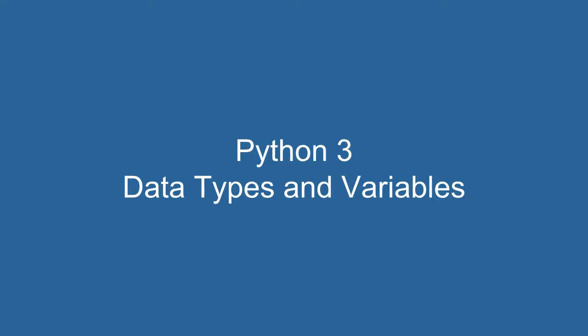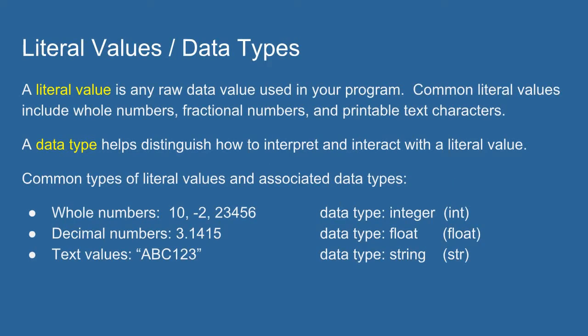In this video, I'm going to introduce data types and variables in Python. So first we'll talk about literal values. Well, a literal value is any raw data value that you want to use in your program. Some common literal values that we often use are whole numbers, fractional numbers, printable characters.